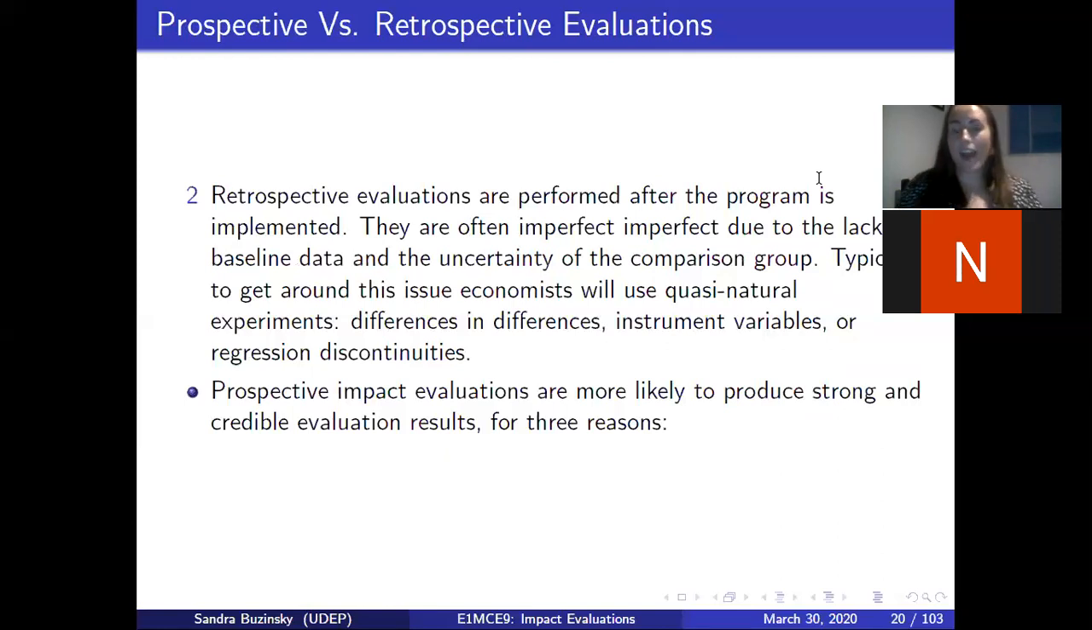So usually when we have retrospective evaluations, we need to use some sort of quasi-natural experiment, they call it, which is exploiting some type of exogenous variation. Can anyone tell me what the difference between exogenous and endogenous means, just to be clear?